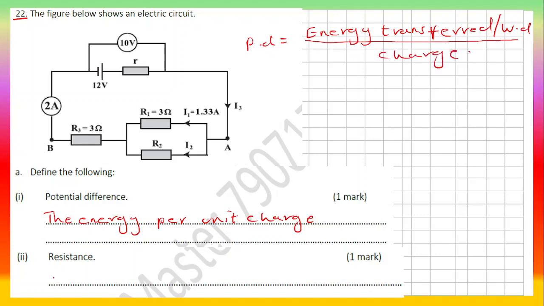Resistance. What is resistance? It's the ratio of the potential difference and the current in a circuit. So this one, R, resistance is always given by V over I. Yeah, we always have V over I.